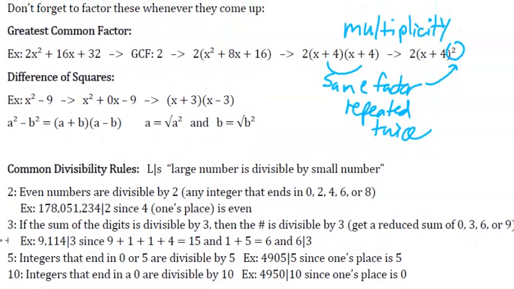Common divisibility rules. The larger number is divisible by the small number here. For 2, even numbers are divisible by 2. And then for 3, if the sum of the digits is divisible by 3, then the whole number is also divisible by 3. For 5, integers that end in 0 or 5 are divisible by 5. And then 10, integers that end in 0 are divisible by 10.